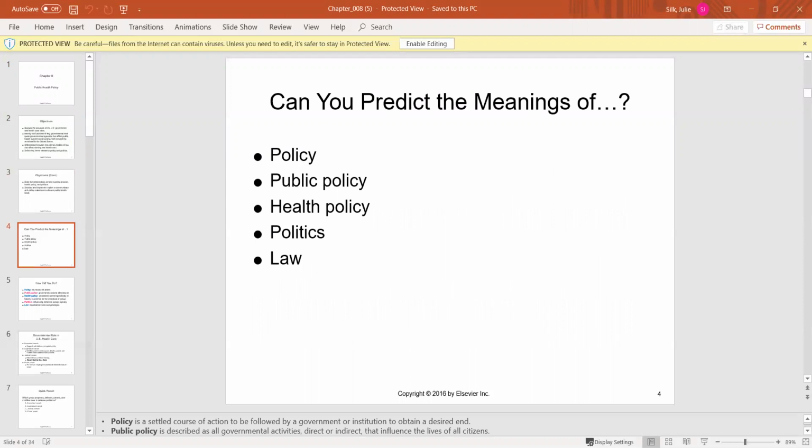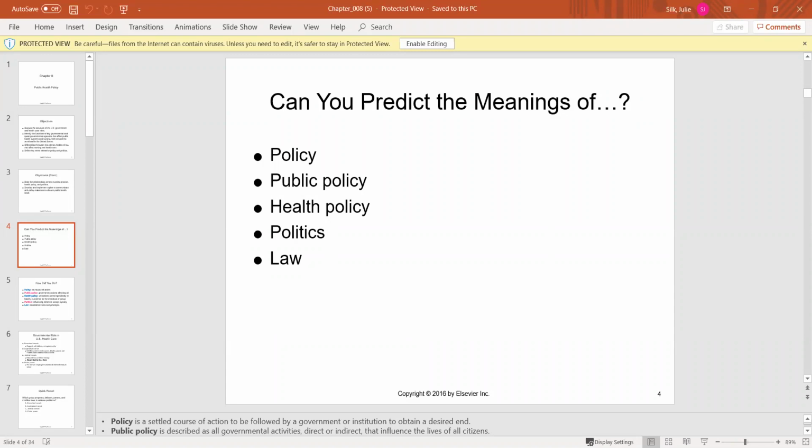Okay. So this says, can you predict the meanings of? So when we say policy, we are talking about a settled course of action to be followed by a government or institution to obtain a desired end. So for example, a business might have a policy on social media, like we were just talking about. So they may actually come out with like a written statement to say, hey, this is our policy on it. And if you don't follow this, these are the consequences that could happen. So it's a course of action to be followed by, in that case, a business to obtain a desired end.